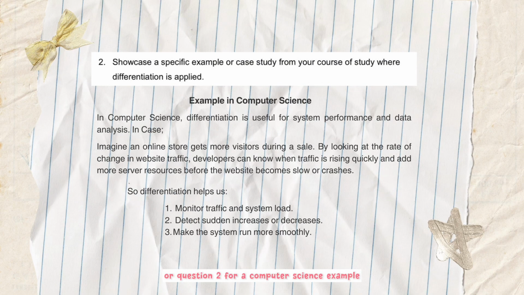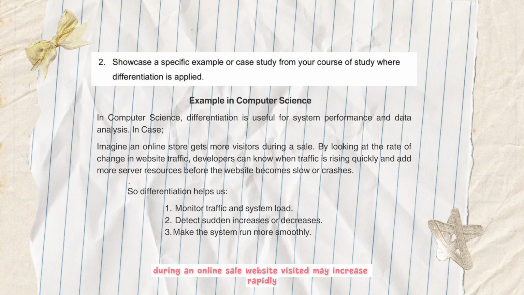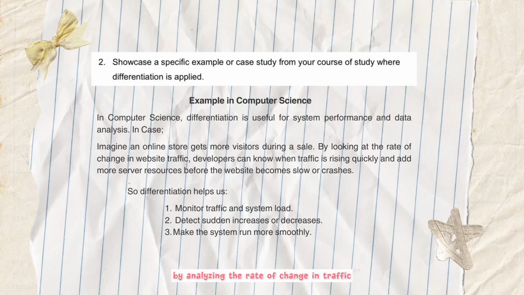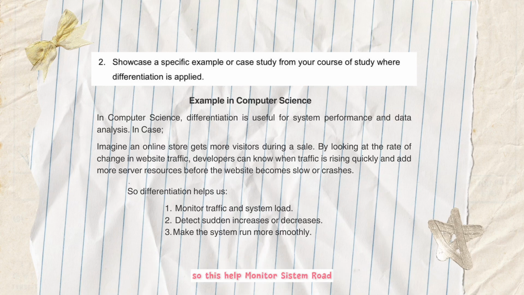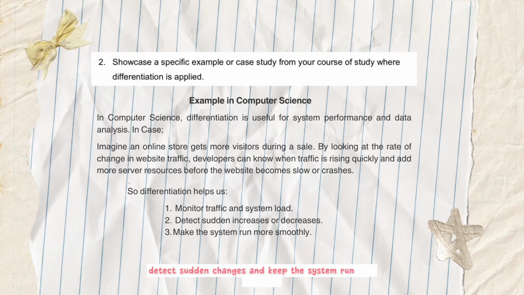For question 2, for a computer science example, differentiation can be used to monitor website traffic during an online sale. Website visitors may increase rapidly. By analyzing the rate of change in traffic, developers can predict heavy usage and add more server resources before the website becomes slow or crashes. So this helps monitor system load, detect sudden changes, and keep the system running smoothly.